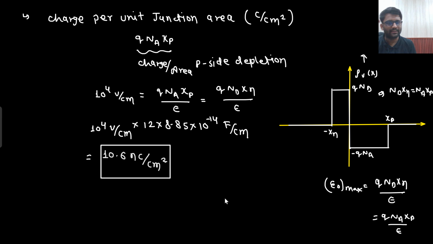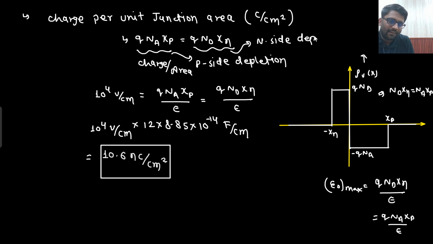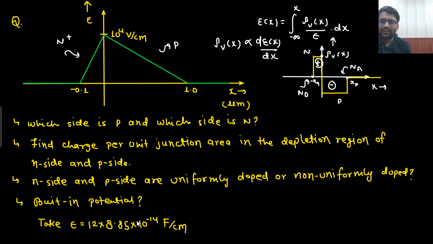I hope you are able to understand this answer. Charge per unit area would be this much, or equal to this much. This is on the p side, and this will be on the n side depletion. So charge per unit area on the p side depletion width and n side depletion width, Q Na xp, Q Nd xn. Understandable? I was given the maximum electric field, and from there I found this particular expression. Okay. Next, what they are asking: are the n side and p side uniformly doped or non-uniformly doped?